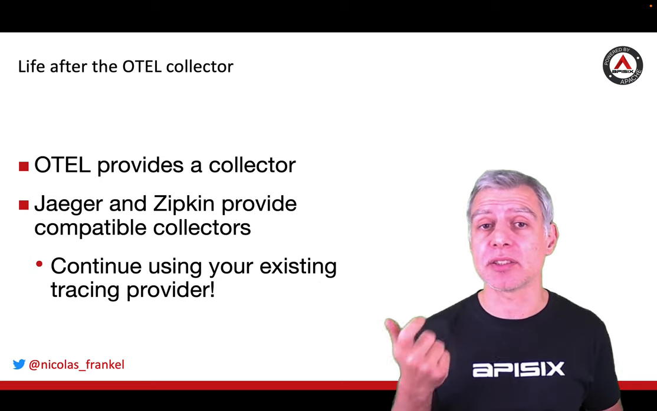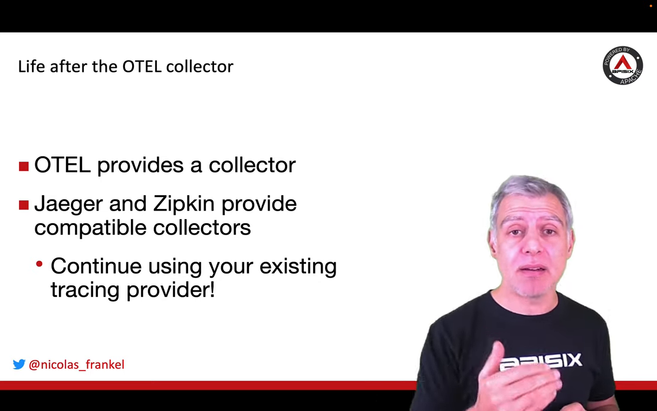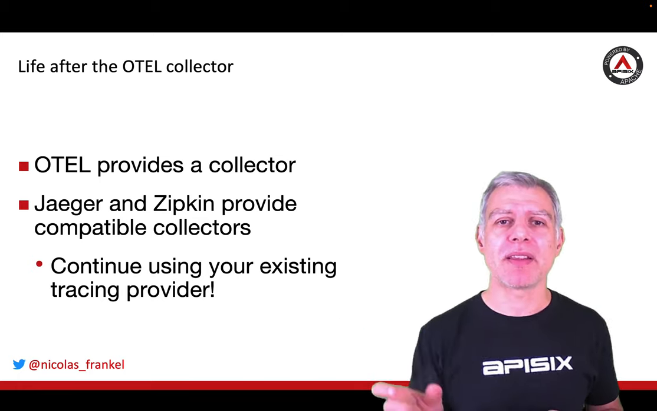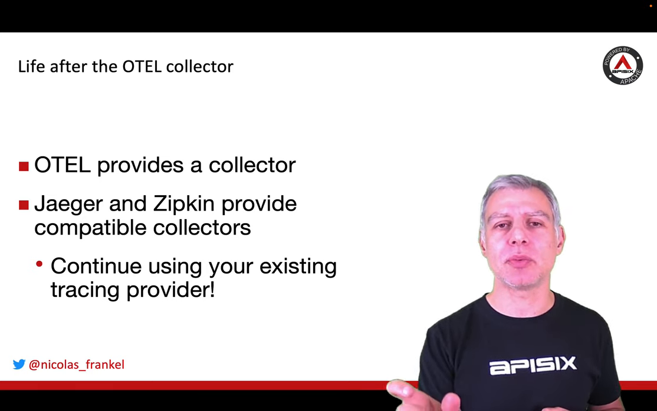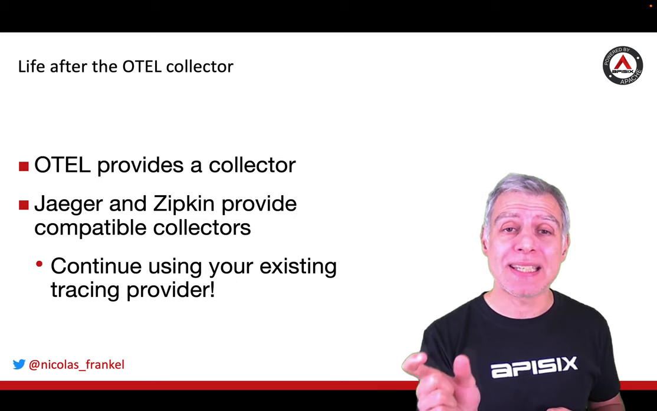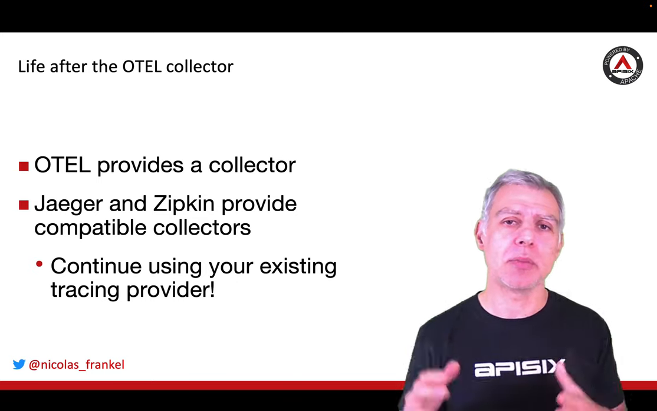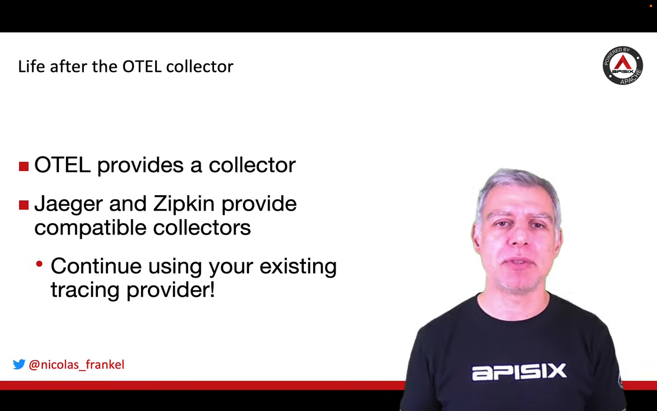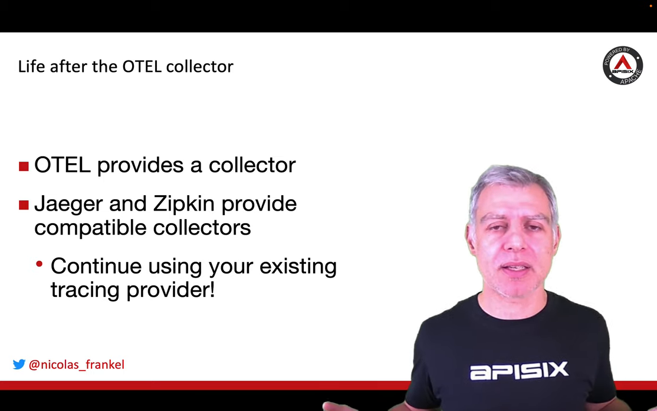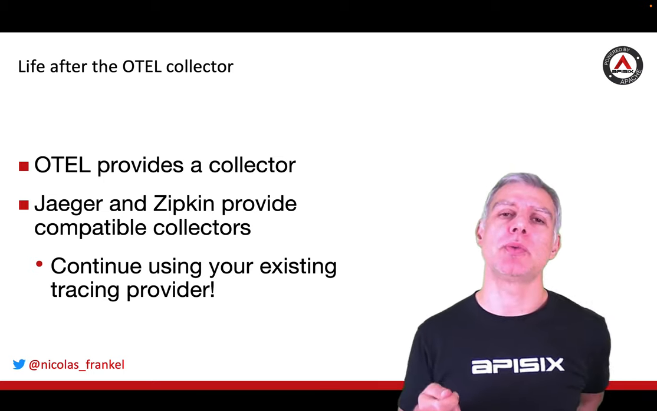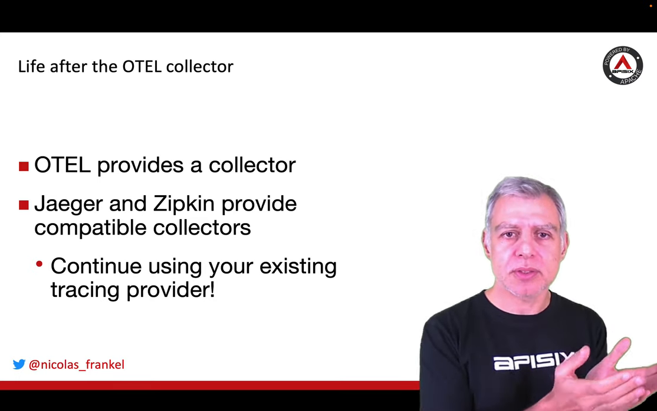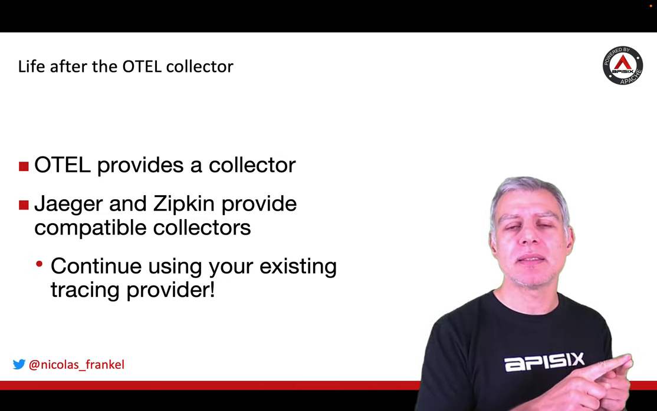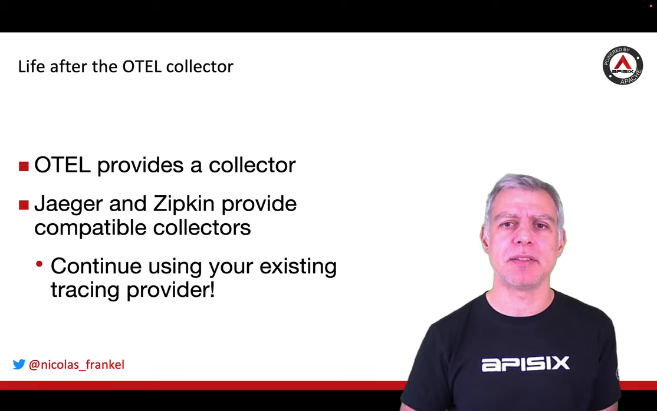OpenTelemetry provides a dedicated collector, but actually Jaeger and Zipkin, which are also tracing providers, also provide a collector which accepts OpenTelemetry data. So basically what they did, they kept the storage engine and added a new interface where you can state your data in OpenTelemetry format. If you already have your tracing architecture, you can easily move to OpenTelemetry because the collectors of Zipkin and Jaeger have this additional interface. You just need to change the formats and the ports, because I think every one of them has different ports.